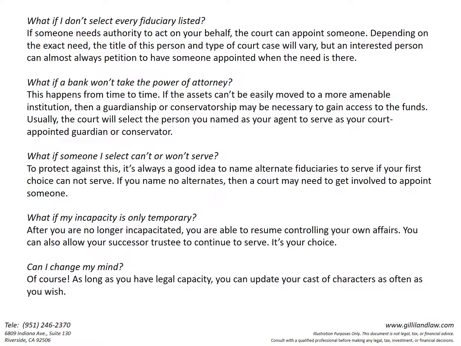So what happens if someone you select can't or won't serve? And I've talked about this. To protect against this, it's almost always a good idea to name alternative fiduciaries to serve if your first choice cannot serve. What I typically would say, 2, definitely. 3, even better. Because remember, if you don't name alternatives, you end up in court. So what if your incapacity is only temporary? Well, after you're no longer incapacitated, you get your affairs back. Remember, the incapacity trustee only kicks in when you're incapacitated as defined in the trust. Okay? You can always allow them to continue to serve, but it's your choice.